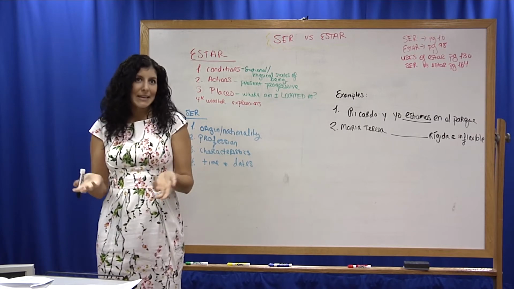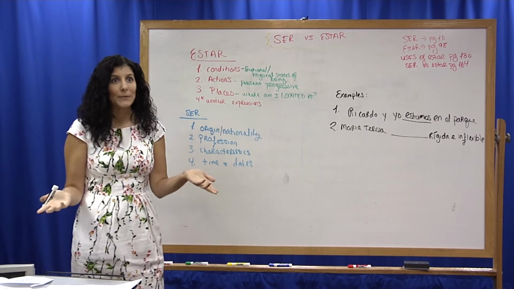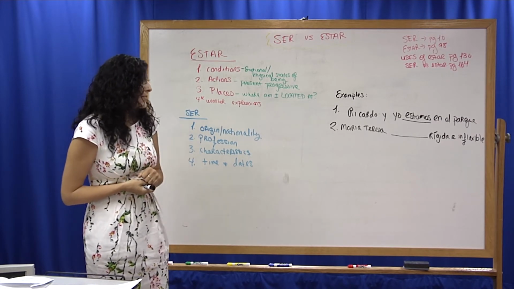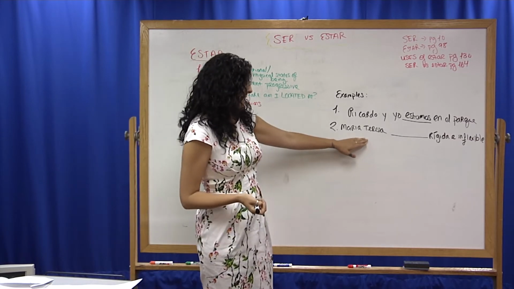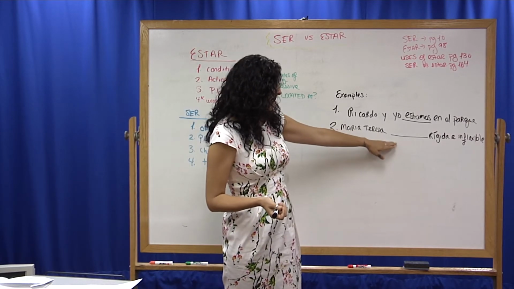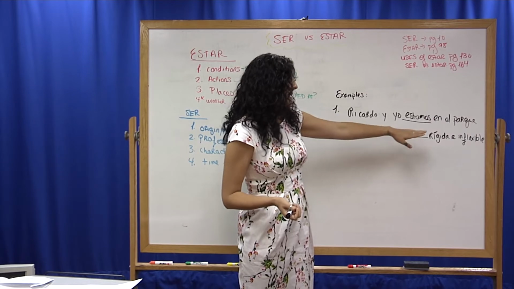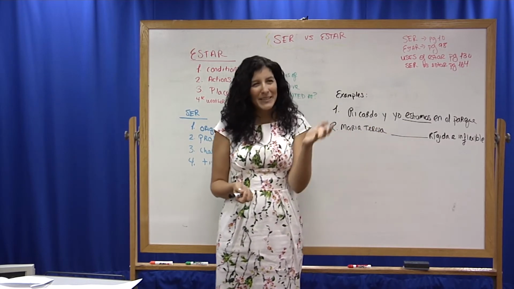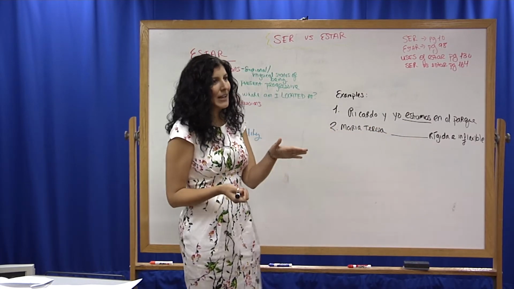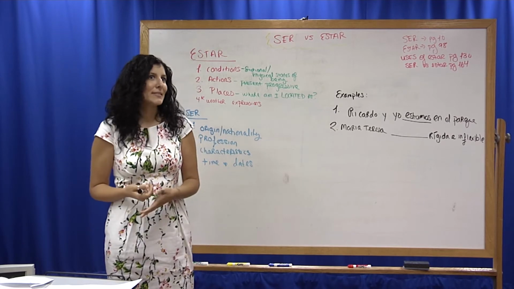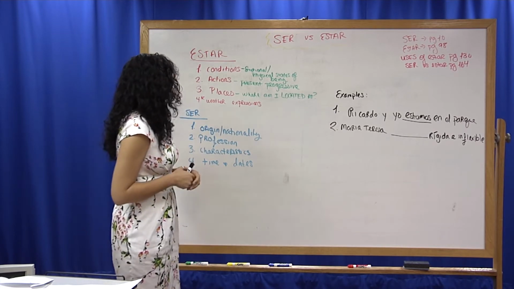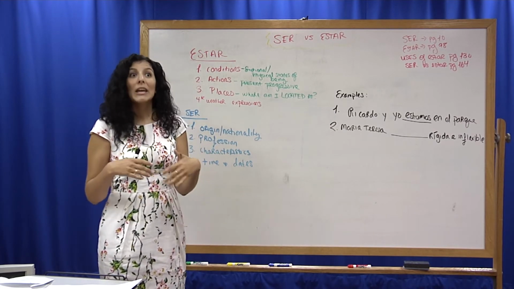So let's look at our second example and see how that might work out. Here I have María Teresa, and then I have a blank, rígida y inflexible. What am I saying about María Teresa? I'm saying she's very rigid and she's inflexible. Well, let's ask ourselves then if it would use estar.